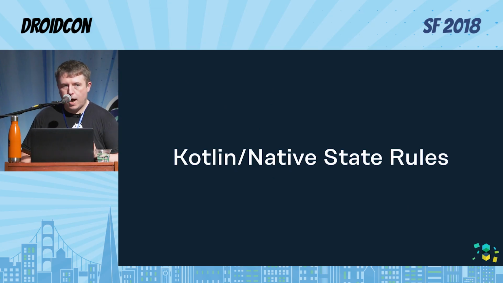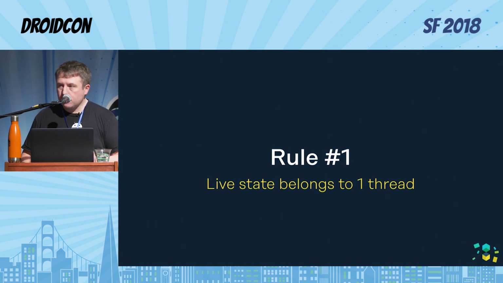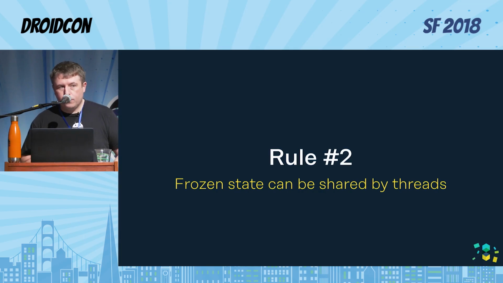Here are the rules for Kotlin Native state. And if you were falling asleep, wake up, 2 seconds and I'll be done, I promise. Rule 1, live state belongs to one thread at any given time. You can pass ownership of that live state to another thread, but there are very strict rules and it's syntactically cumbersome, I would say, in my humble opinion. Number 2, you can freeze state and share that state between threads as much as you want. I'll explain frozen in a bit. Okay, you ready for the other 20 rules? There aren't. That's 2 rules, that's it.